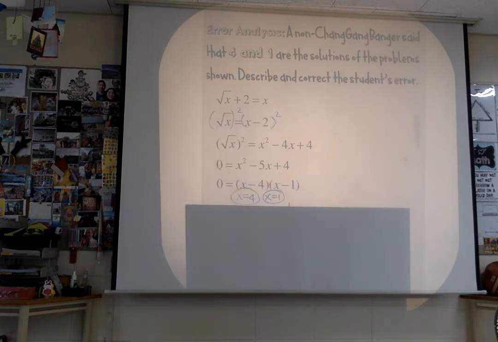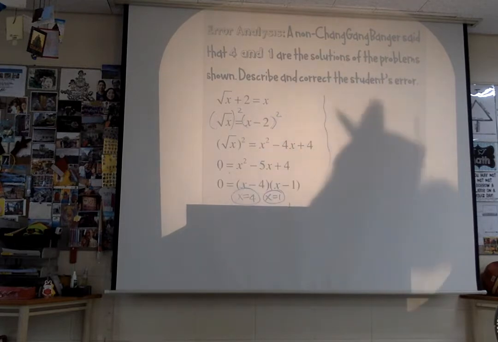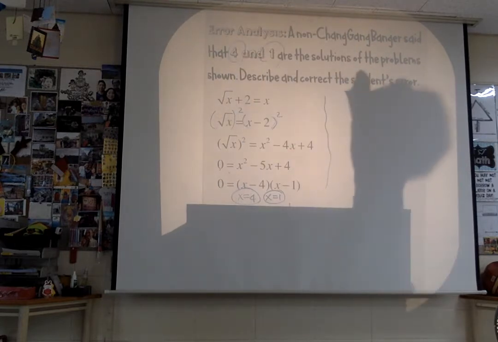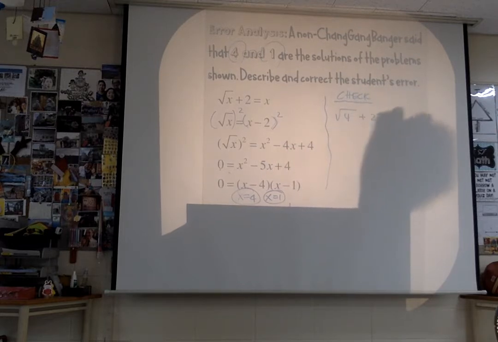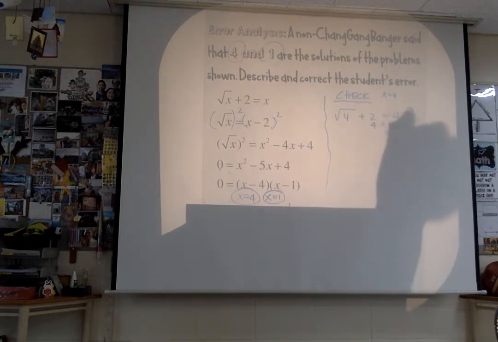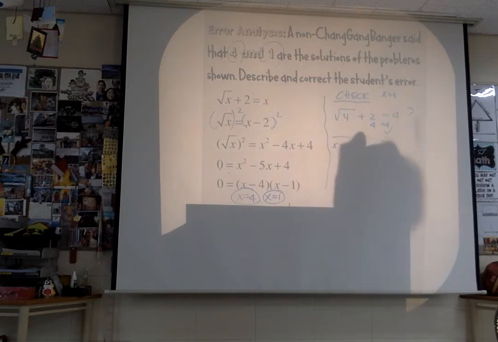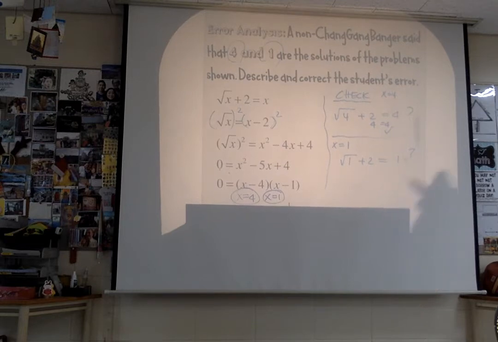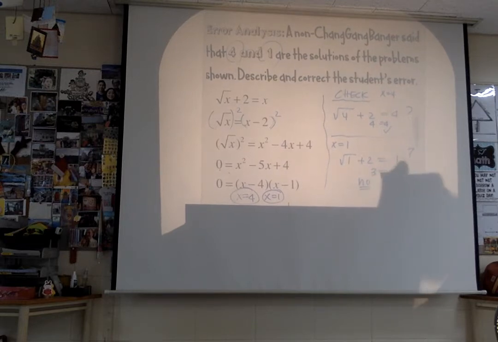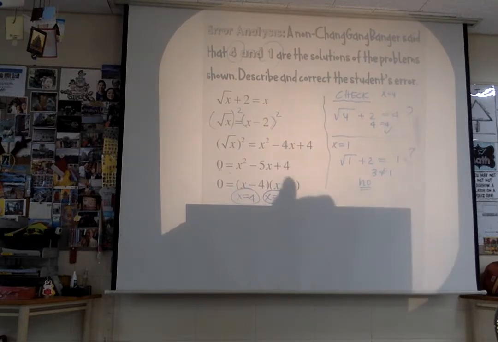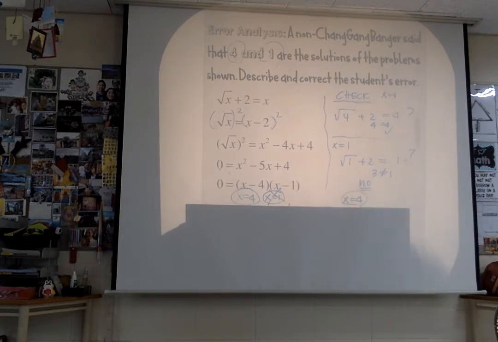Now, we have to check both, okay? So let's check. He said 4 and 1 are solutions. Let's check for x equals 4 first. Square root of 4 plus 2, does it equal 4? And that is true, because 4 equals 4. Now let's try x equals 1. Square root of 1 plus 2, does it equal 1? No way. 3 does not equal 1. So only x equals 4 is a solution. So that's why you have to always check both solutions, okay?